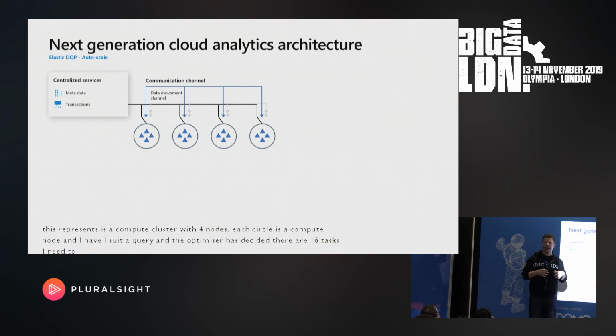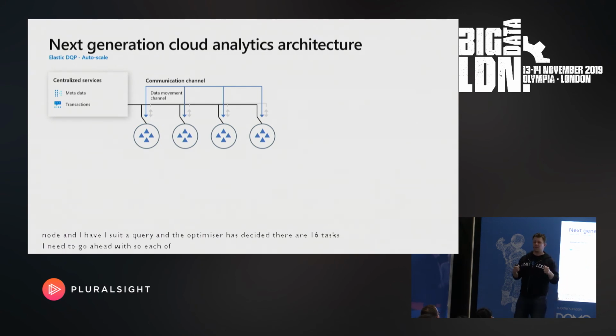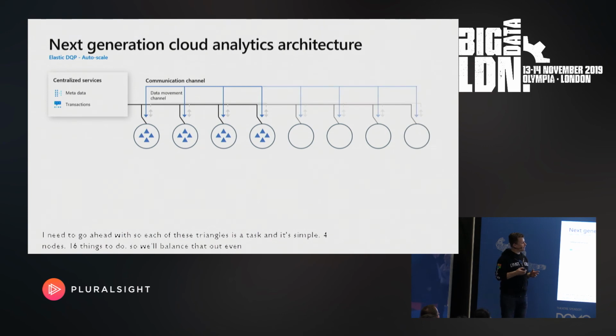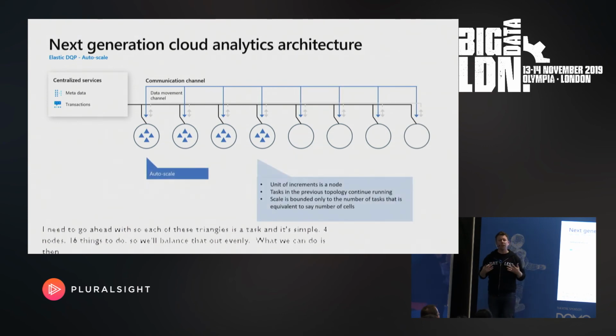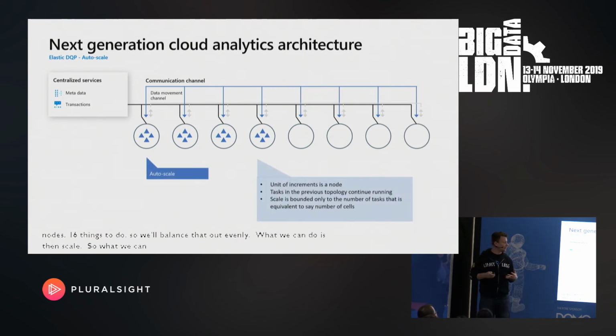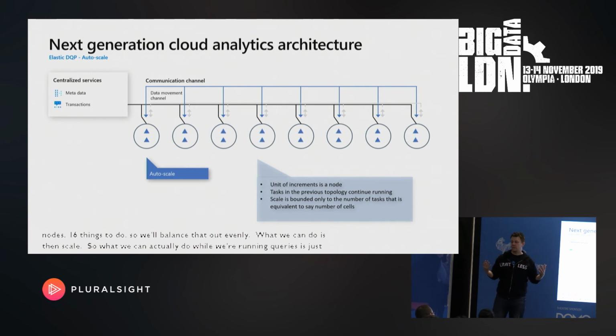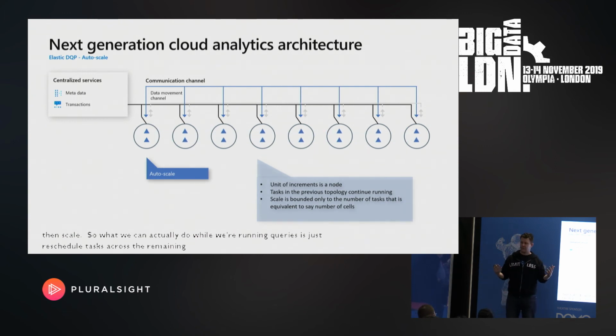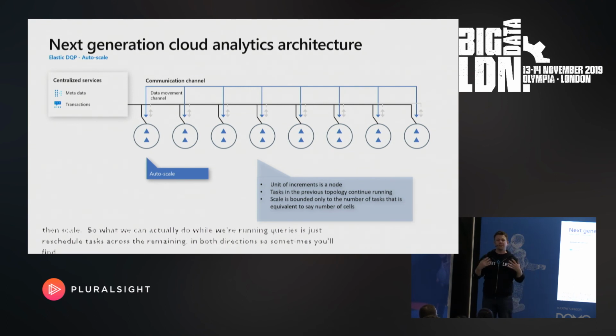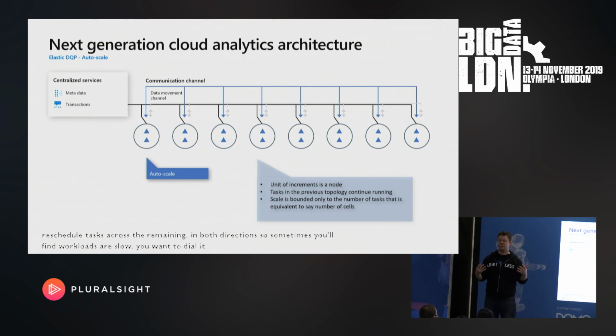And so each of these triangles is a little task, and it's very simple. We've got 4 nodes, we've got 16 things to do, so we're just going to balance that out nice and evenly. So what we can do then, of course, is scale. And so what we can actually do while we're running queries is just reschedule tasks across the remaining nodes in both directions. And so sometimes you'll find your workloads are going a little bit slow, you want to dial it up. Separation of compute and storage completely enables that.